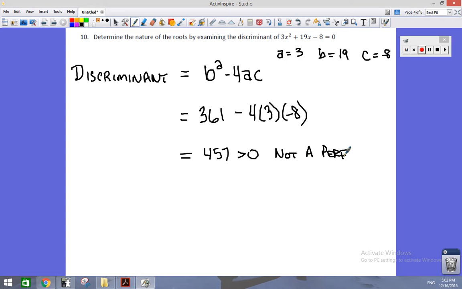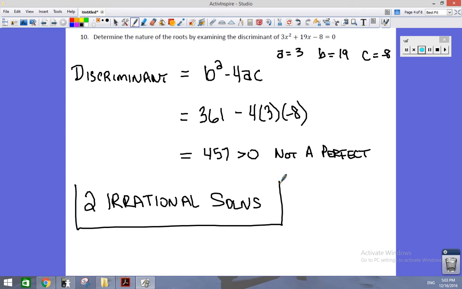So what that tells me is that in the formula, when you have that plus or minus square root of the discriminant, it's an irrational number. So I'm going to have two irrational solutions to this equation. All right, so that's the answer. That's what they mean by determine the nature of the roots. Two irrational roots or two irrational solutions. Hope that helps.